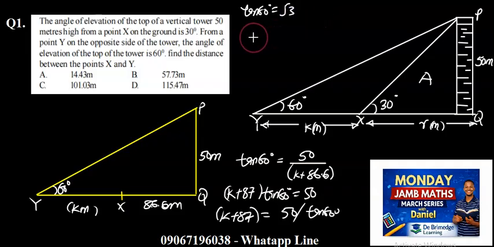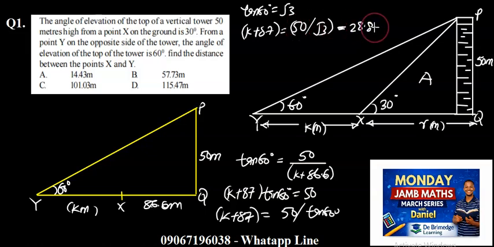So K plus 87 is going to give us 50 divided by root 3. When we divide 50 by root 3, that's going to give you 28.8 meters. So we can approximate that K plus 87 is going to give us 29. From there we can go ahead to find our K. So K is going to give us 29 minus 87 meters.